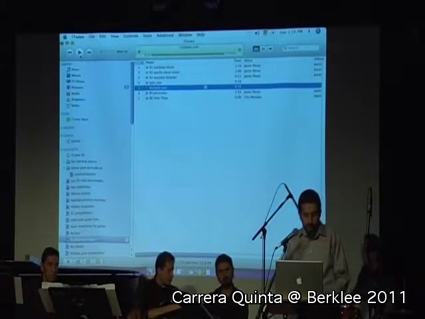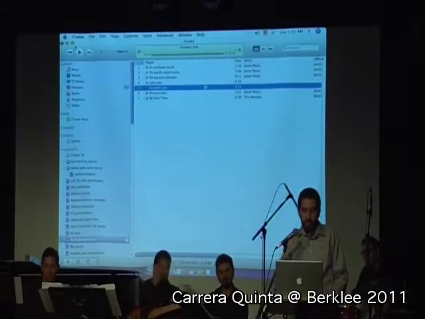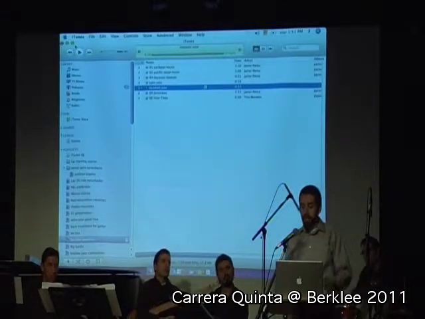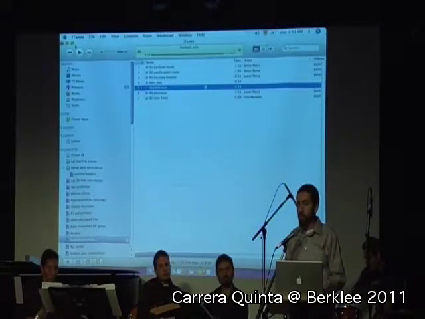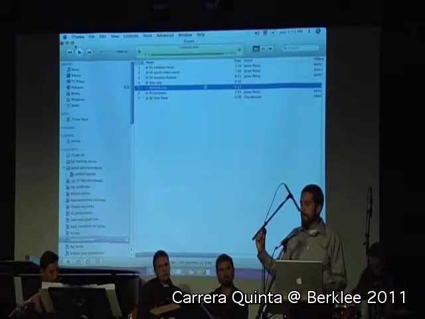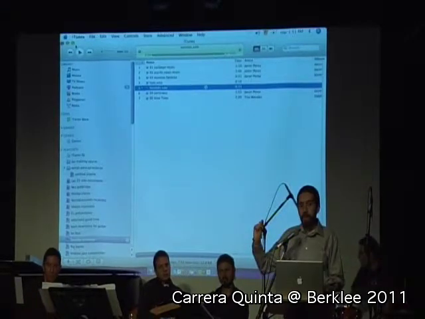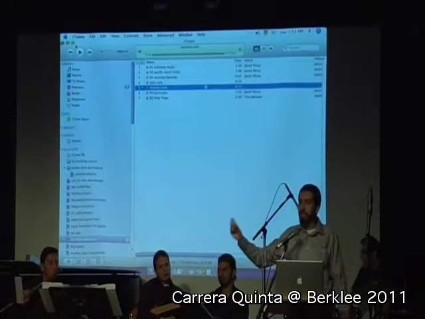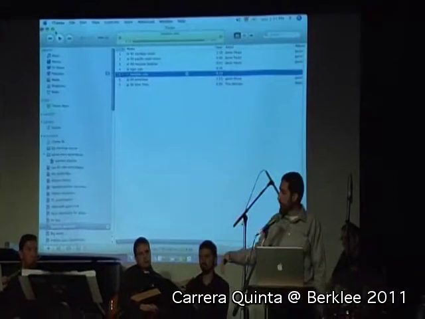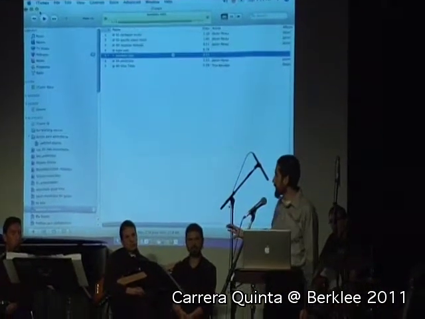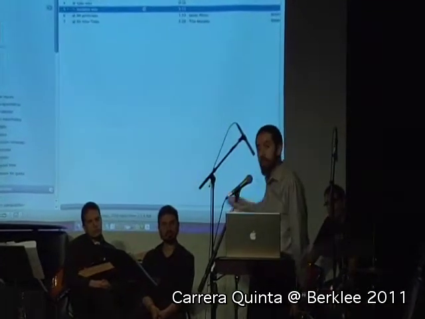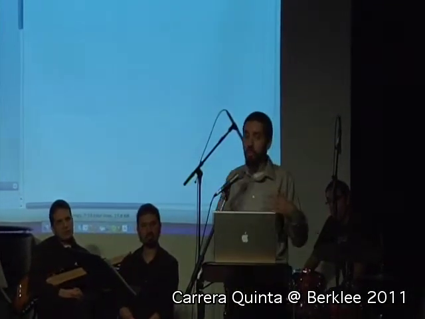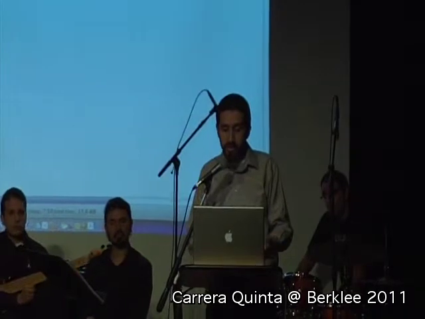Okay, so we are going to explain to you basically what we do in Carrera Quinta. As you can see, we don't play with the traditional instruments. What we try to do is keep the main functions and the main characteristics that define the sound of the traditional music, and incorporate them in a different ensemble, playing with two harmonic instruments, with bass, and with a percussion instrument that is not used in the traditional performances.